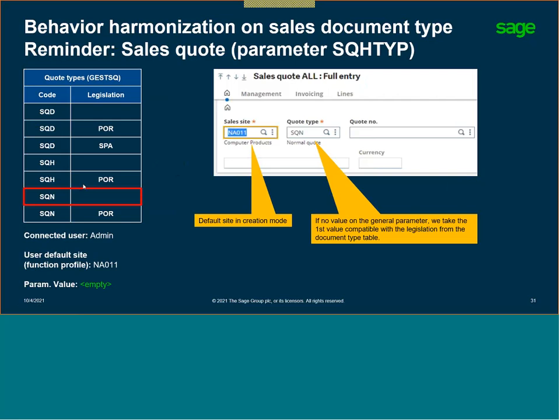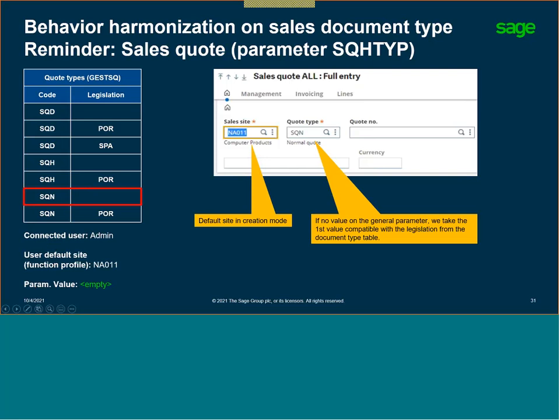In fact, the parameter SQH type for the sales codes is at a user level. So that's why I have indicated here that you are connected with admin. The default site for this user admin is NA011. And here we keep the value empty, so it's not indicated in the user record.